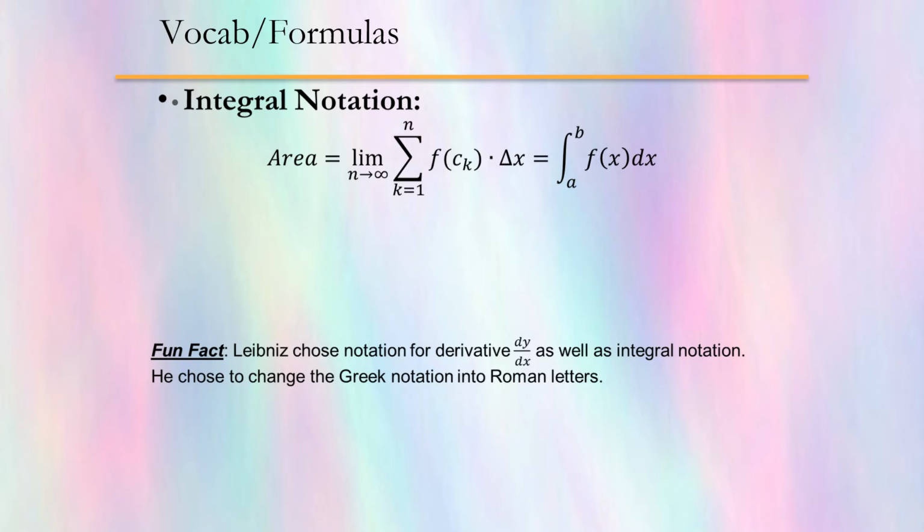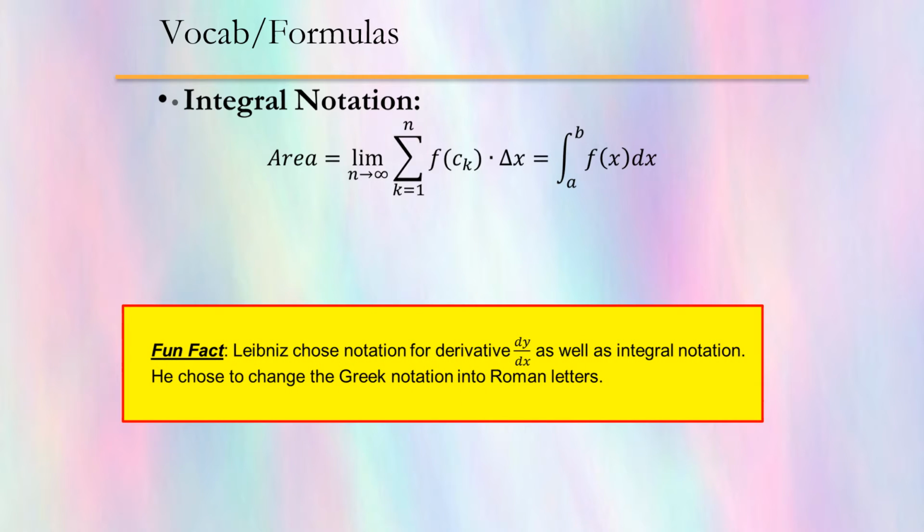Here's a fun fact. Leibniz chose the notation for the derivative dy over dx as well as the integral notation. He chose to change the Greek notation into Roman letters.